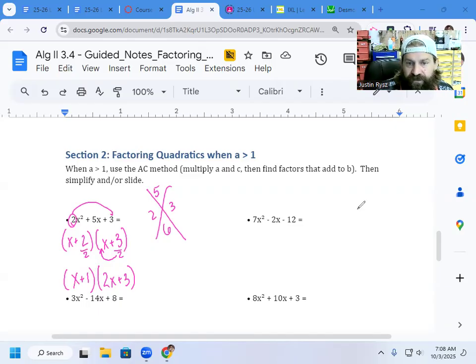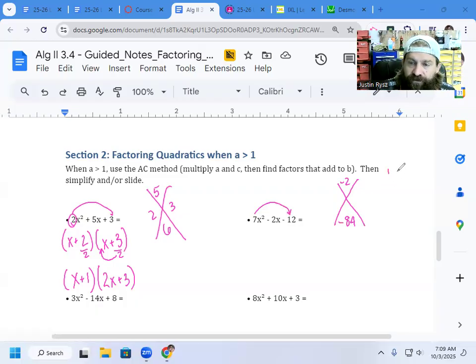And the 1 times 3 is 3. Okay, so we're really going to practice these. Pause the video at any time if you think you need to go through this, but let's do this. We're going to multiply 7 times 12, which is 84, and we need to get a negative 2. Since we're dealing with the negative here, we're going to think subtraction.